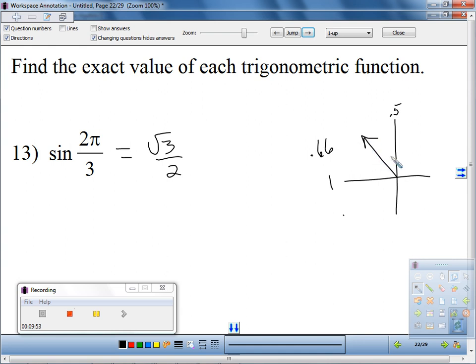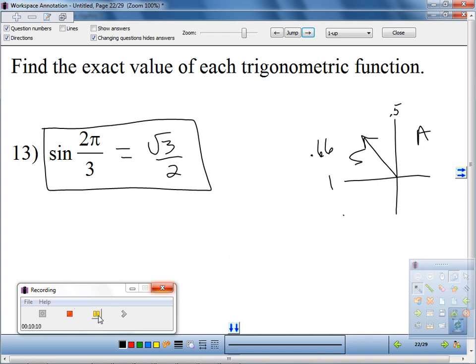So since it's in the second quadrant, we know all students, sine's positive, so that's our answer. Now, when I say sine is positive, it's also sine and cosecant, so the inverse is positive as well. I'll finish up the rest of it on the next video.